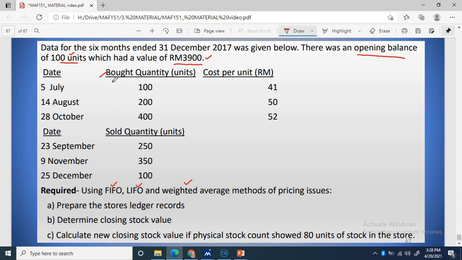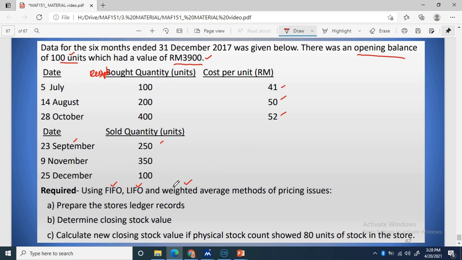Bought quantity means the material is received into the store, coming into the store, on 5th of July, 14th of August, and 28th of October. We have units here and the price. You can see the price is different for every date that you purchase, because on different dates you purchase at a different price from the supplier. Then during the period you have September 22nd, issue from store, November also issue from store, December also issue from store.